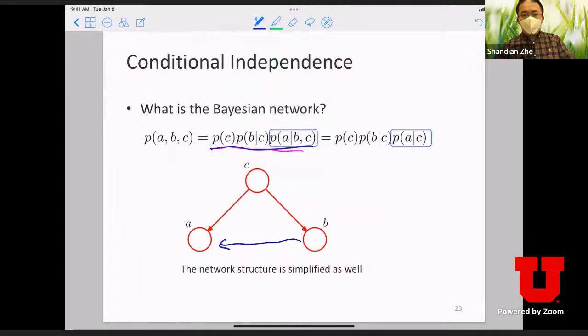You just look at this decomposition: P of C, P of B given C, and P of A given B and C. A has 2 parents, C and B. But now, if you choose this decomposition structure, where we preserve P of C and P of B given C, but for the third term we use P of A given C, we're going to cut this edge. And cutting this edge will tell us that given C, A and B are independent.